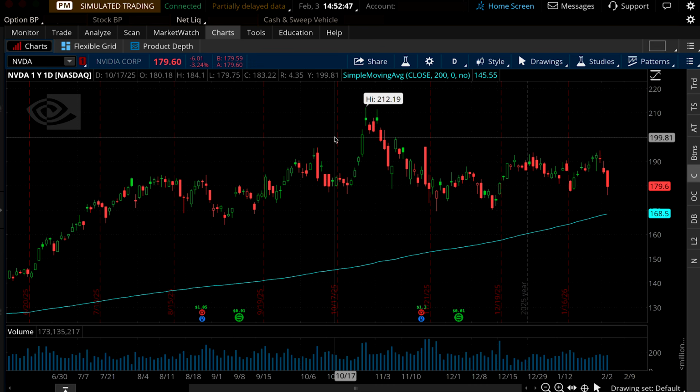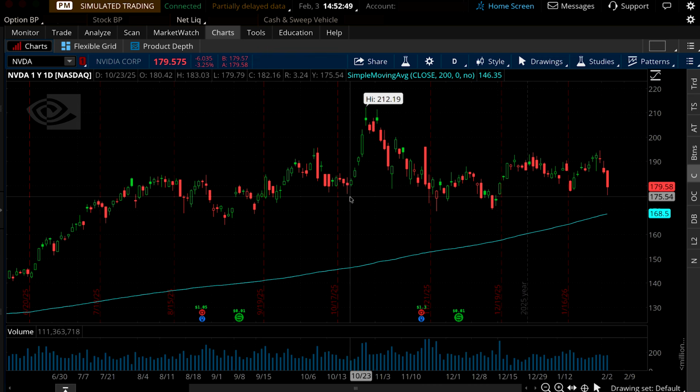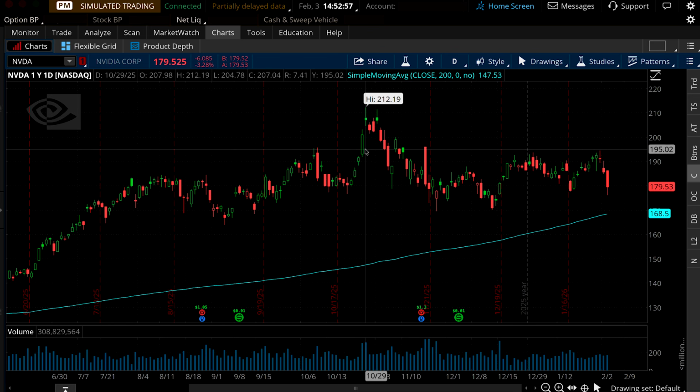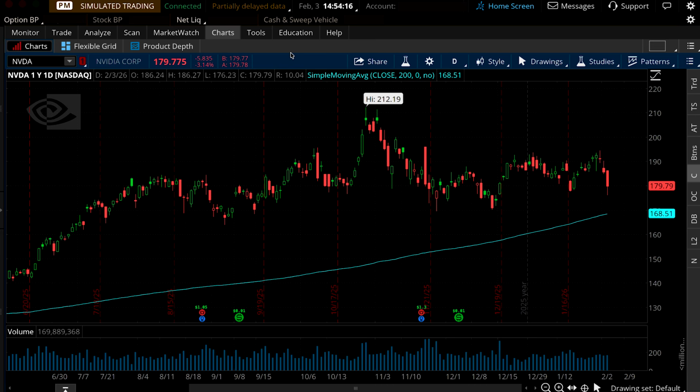And we can see that NVIDIA has been pretty range bound. Support looks to be around 170 of this range. It did briefly pop up to about 212 here, but the top of the range is around 194. So we're right in the middle right now at about 180. To take advantage of NVIDIA being range bound, let's do a calendar spread today.